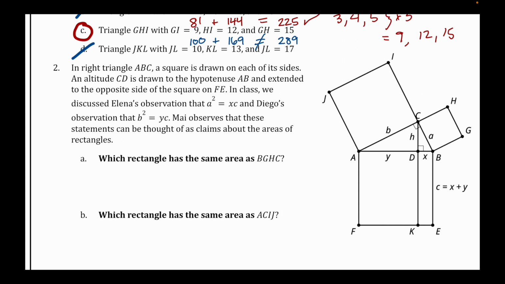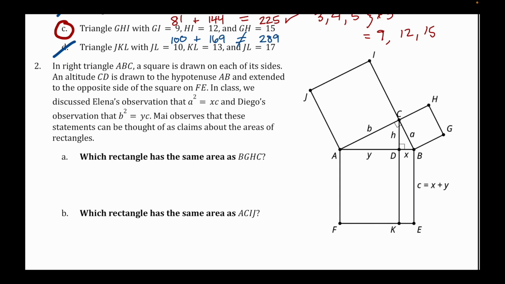So Mai is observing that these statements can be thought of as claims about areas of rectangles. And they're asking which rectangle has the same area as BGHC. So where is BGHC? It's right here. Yep. BGHC. So, sorry, this one is a square, but we want to look for a rectangle that has this same area. Well, this is A, and really it's A times A. Which one has the same area as that?